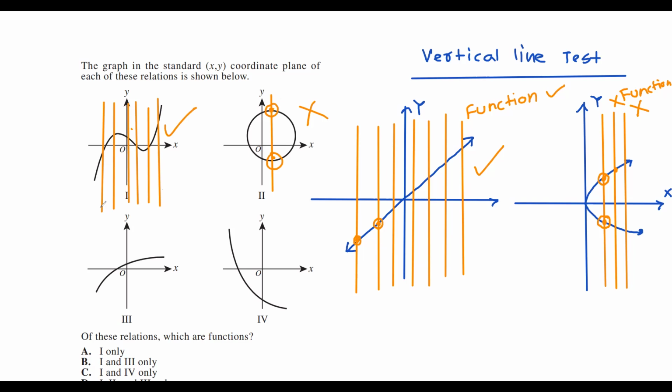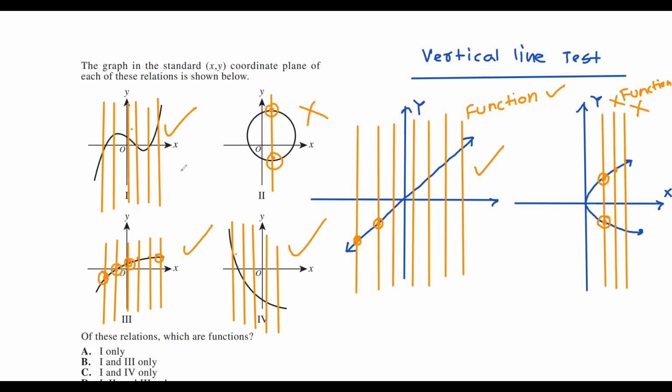The third option, it's a function, the vertical line test passes. The vertical line passes through only one point, see? Just only one point of intersection. And for the fourth one as well, if you draw the vertical lines, it's intersecting the curve at only one point. So that's a function as well.